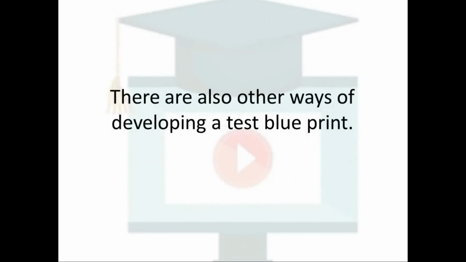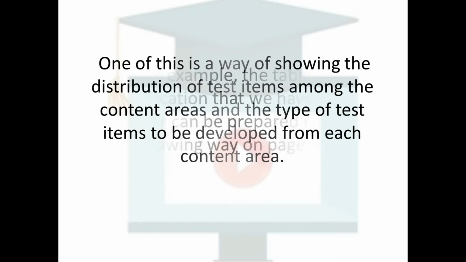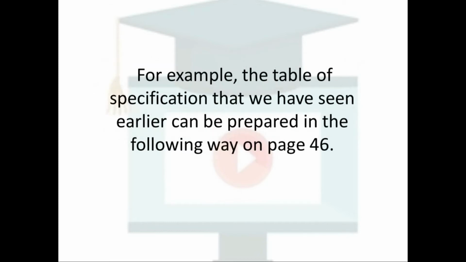There are also other ways of developing a test blueprint. One of these is a way of showing the distribution of test items among the content areas and the type of test items to be developed from each content area. For example, the table of specification that we have seen earlier can be prepared in the following way on page 46.